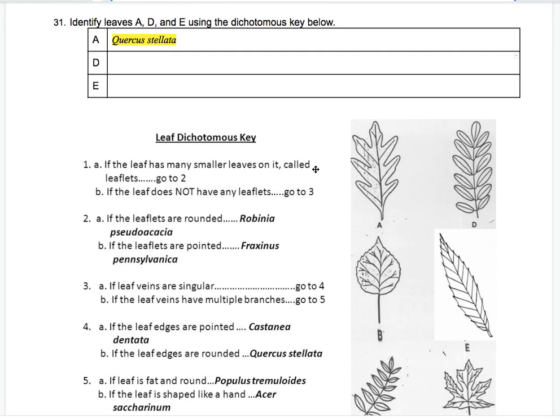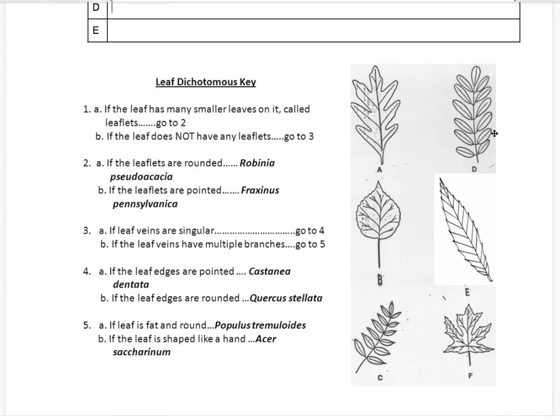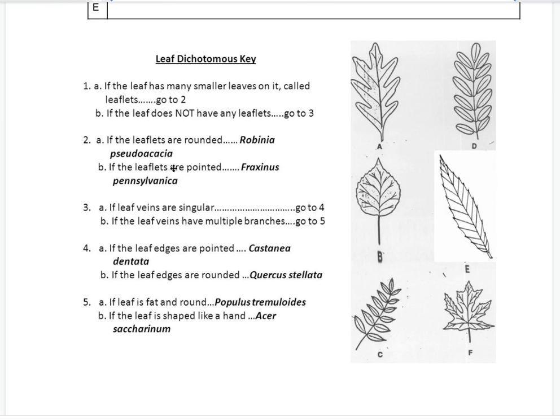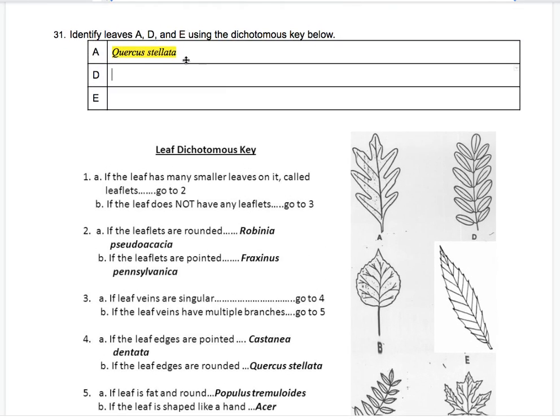Now we're going to find out what D is called. D is right here. If the leaf has many smaller leaves on it, which it does, we're going to go to 2. 2 is asking if it's rounded or if it's pointed. Again, these are rounded. So D is called Robinia pseudoacacia. And again, italicize it.